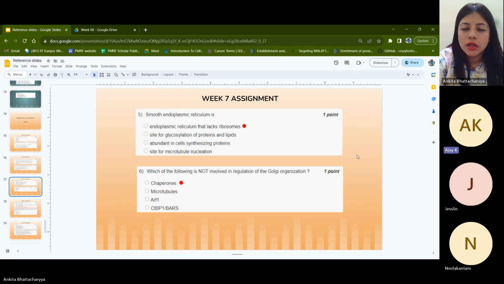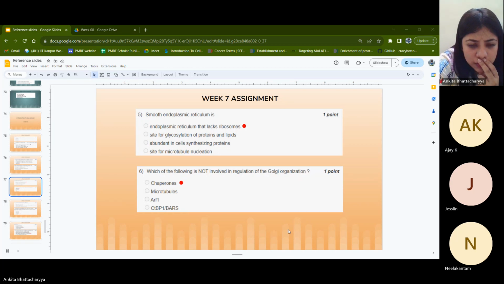Smooth endoplasmic reticulum. The correct option is endoplasmic reticulum that lacks ribosomes. What is in my mind is that there are two types of endoplasmic reticulum, one with ribosomes and one without ribosomes. With ribosomes is the rough endoplasmic reticulum, and in between that they call it the transitional ER.